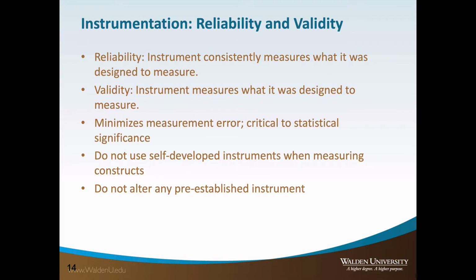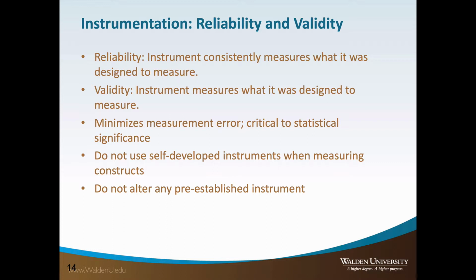The researcher must use a pre-established instrument, one with sound psychometric properties. The instrument must possess adequate reliability and validity. Reliability refers to the instrument yielding consistent results over time. Validity refers to the instrument measuring what it is purported to measure. In other words, an instrument purporting to measure job satisfaction must in fact measure job satisfaction and not a similar construct such as job commitment.